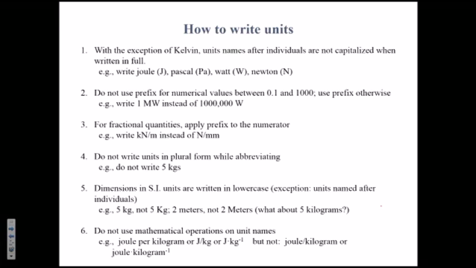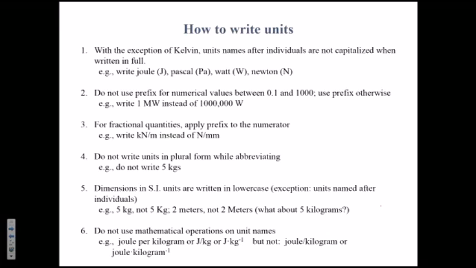For fractional quantities, apply prefix to the numerator. So kilonewton per meter is 10 power 3 newton per meter, which numerically would be same as newton per millimeter, because millimeter is 10 power minus 3. So it goes in the denominator, becomes 10 power 3. But instead of putting the prefixes in the denominator, always put the prefixes in the numerator.